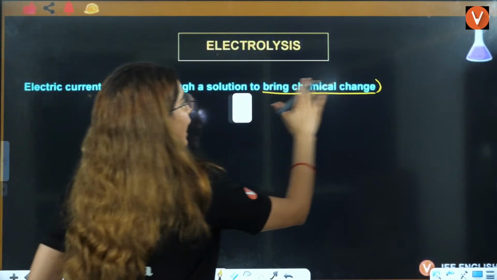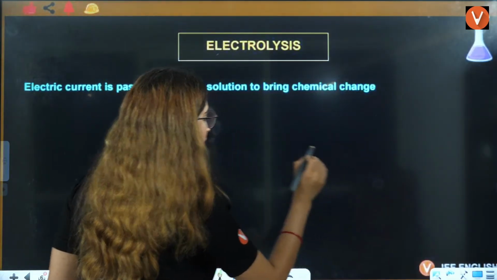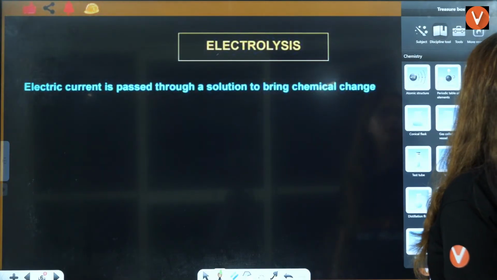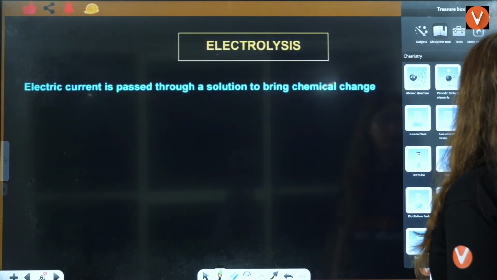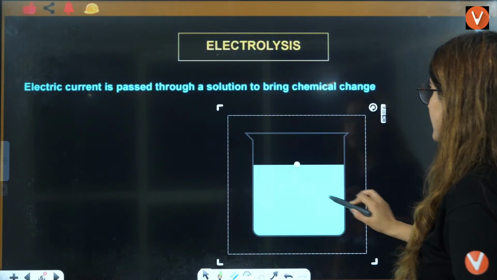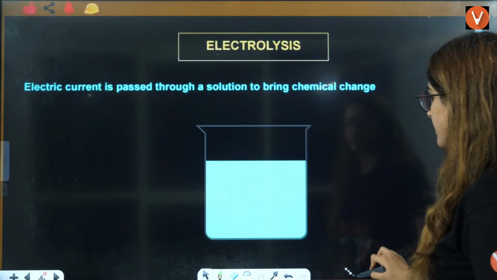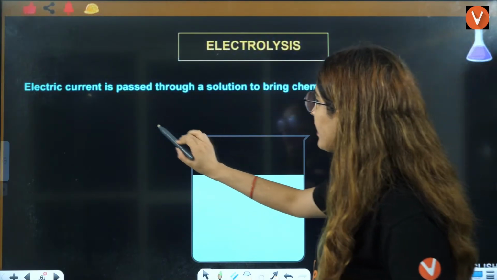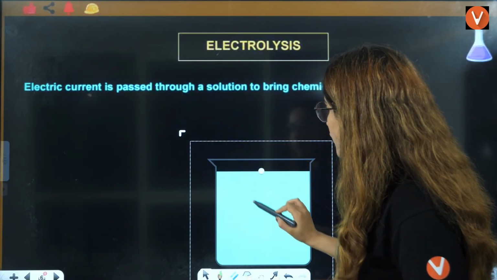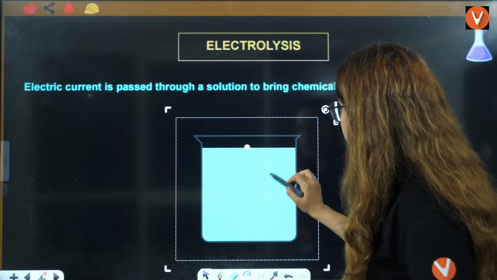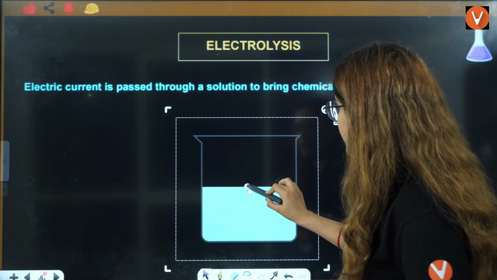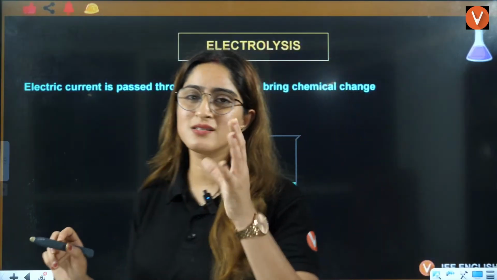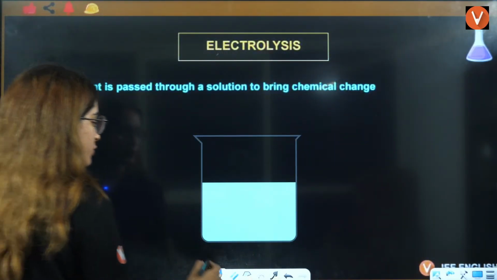Now, what exactly happens here? I'll draw a rough diagram. Let's say this is the beaker. In an electrochemical cell, what we had is... wait a minute. I think this much water is enough. So, I'm going to tell you what is going to happen here.